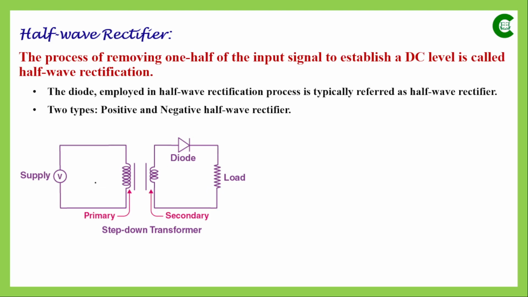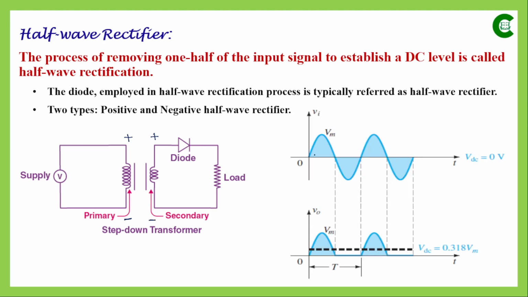Now, when the input signal is in its positive half cycle, so this will be positive and this will be say negative. So after stepping down the voltage level, the polarity will remain same. So at the input side of the rectifier circuit, the polarity of the input signal will be this is positive and this is negative. Now what will happen? So when the input signal is in its positive half cycle, again the representations and their meaning are same.